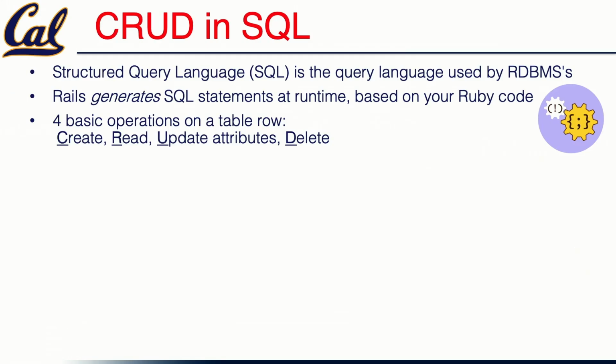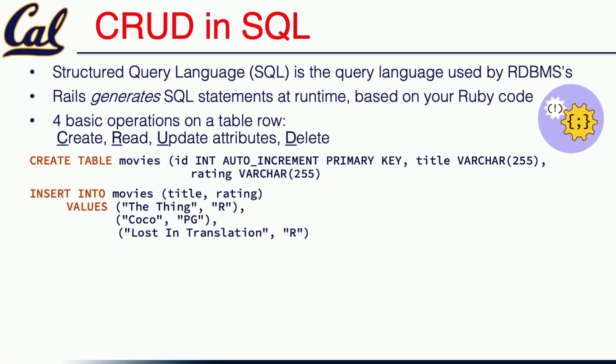So in SQL, there are 4 basic operations on a table row. You can create a row in a table. You can read an existing row. You can update one or more columns or attribute values in an existing row, or you can delete that row. Now, of course, before you do that, you have to actually create the table. And every table in SQL has to have a primary key. It's very common for that primary key to just be an integer. And every time you add a new row to the table, it's incremented. So primary keys are never reused, even after you delete the row.